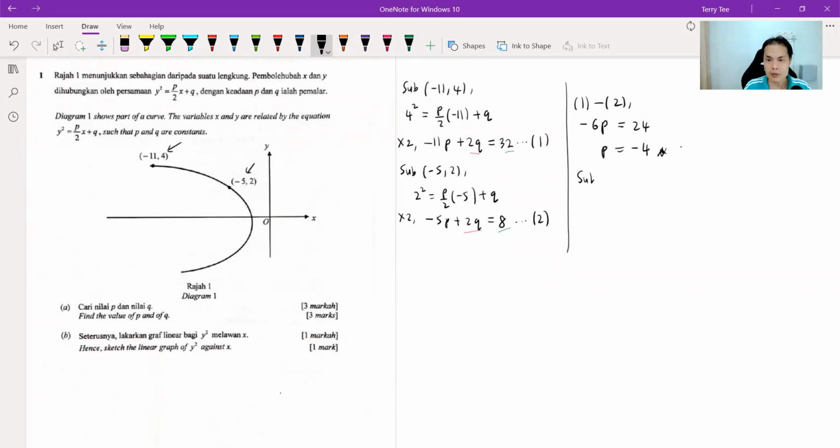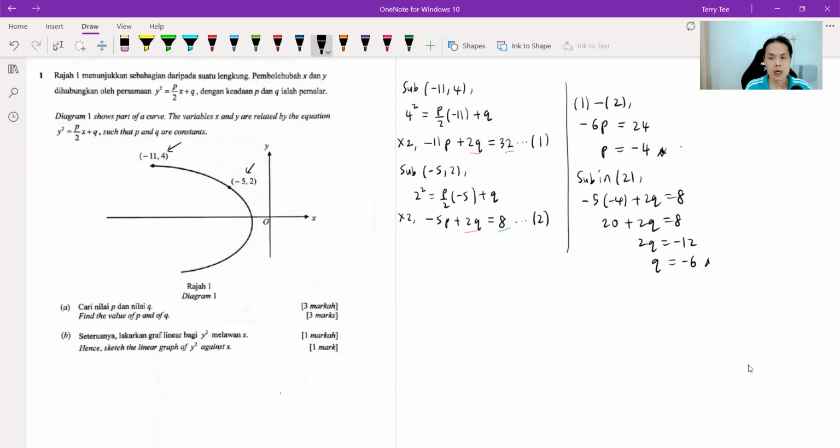Now let's take this and substitute into any equation. Here, I think I'll just substitute into equation number 2. My p value is now negative 4, so negative 5 times negative 4 is positive 20, plus 2q is 8. Bring it over: 8 minus 20 is negative 12. Negative 12 divided by 2, so q is negative 6.